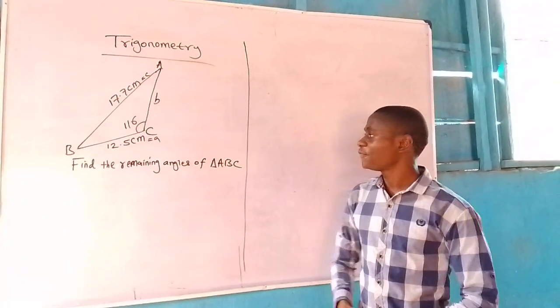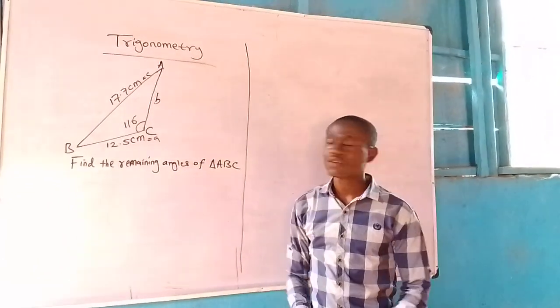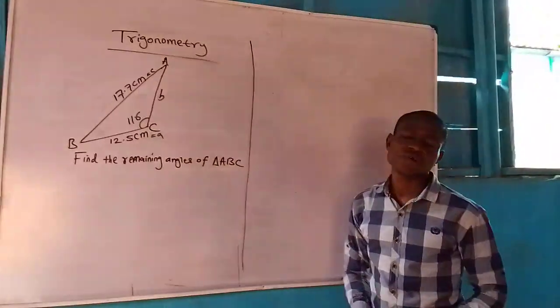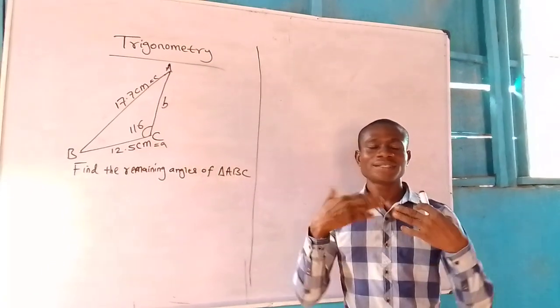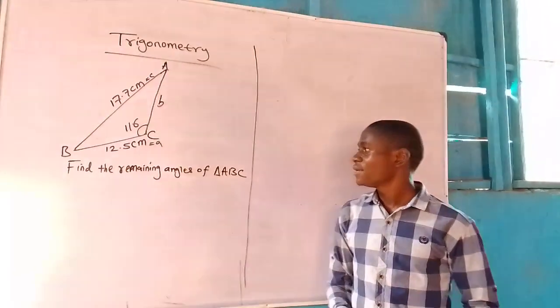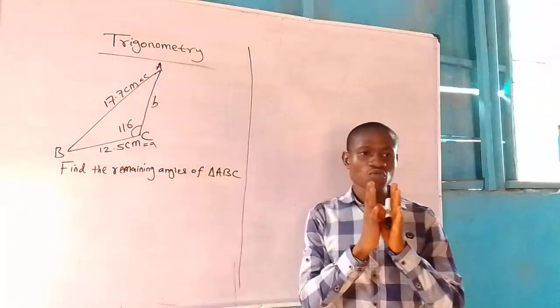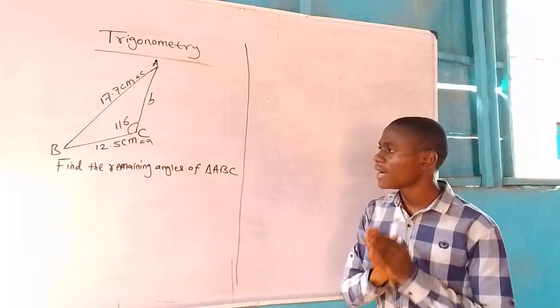In today's video, we'll be looking at a topic on the board, trigonometry. Now, what is trigonometry? Trigonometry means the relationship between the angles and the sides of a triangle. Now, in trigonometry, there are some key rules that you need to observe, and that is the sine rule and cosine rule.